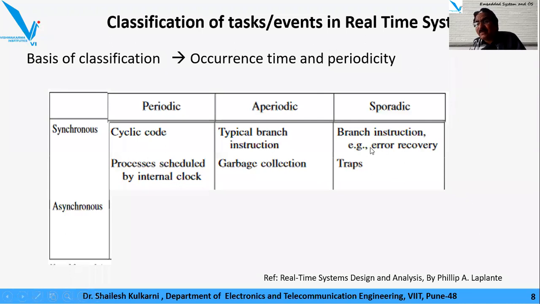The third task, which happens to be very interesting, is called a sporadic task. That is a branch instruction, for example, an error recovery. Like for example, you are running an application, and in the application you come across a situation where the denominator happens to be 0. And we know that dividing by 0 is not allowed in any case because it results in infinity.